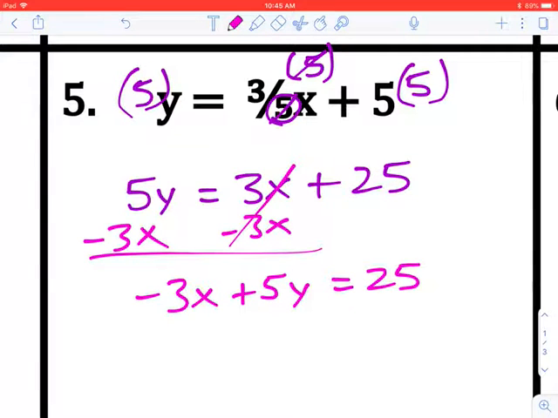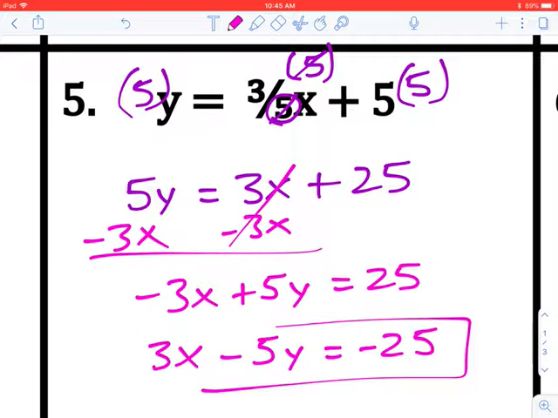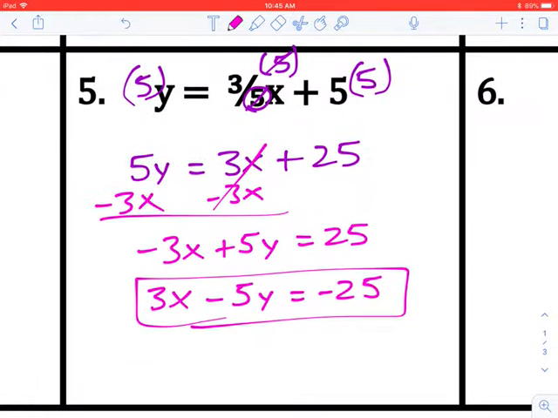So I've got x and y on the left side, and we're almost done, but remember, we want a positive in front. So I'm going to go ahead and change that to a positive, which means change everything. So that changes to negative, and this changes to negative as well. And there's standard form. Okay?